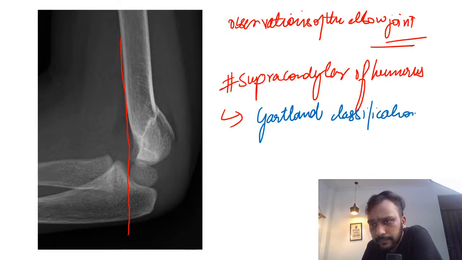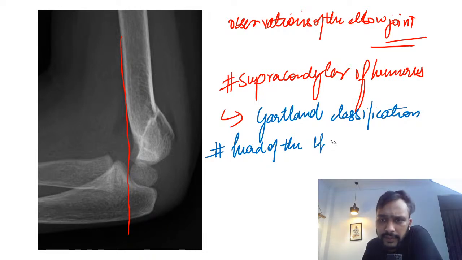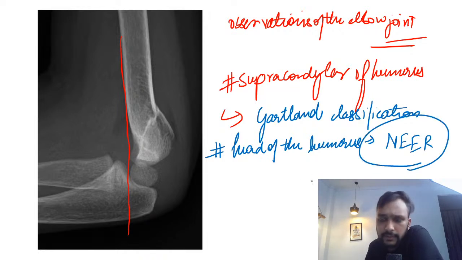Okay, for the fracture of the head of the humerus. Okay, fracture of the head of the humerus. What is the classification system that we are going to use for the fracture of the head of the humerus? Which classification system we are going to use? Anyone, guys? For the head of the humerus, the classification system that we are going to use is your Neer classification. Neer classification. Very good.